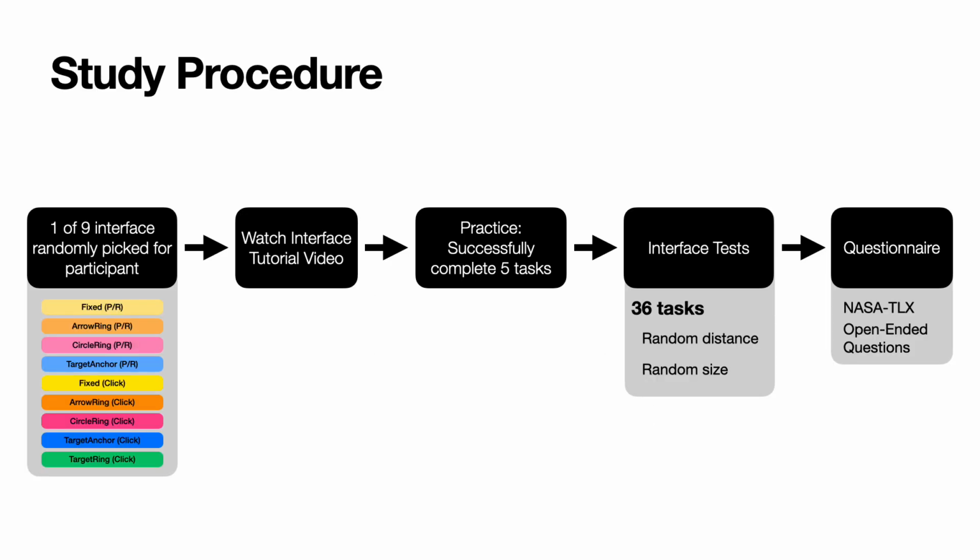Here is an overview of our study procedure. For each participant, we randomly select one out of the 9 interfaces. So we have between participant study design, where a participant only interacts with one interface.